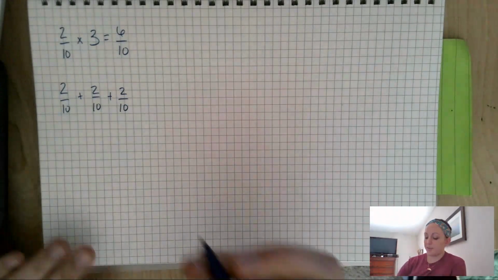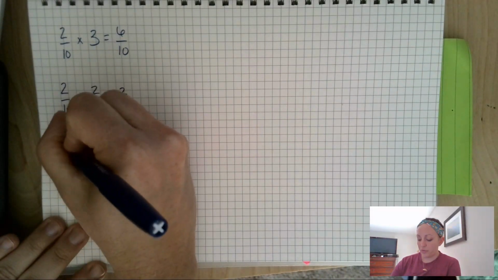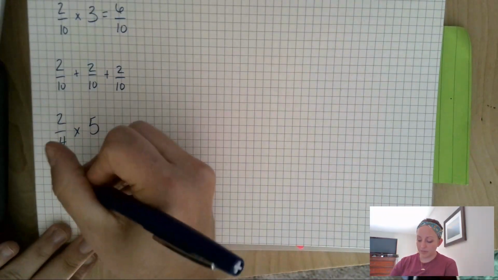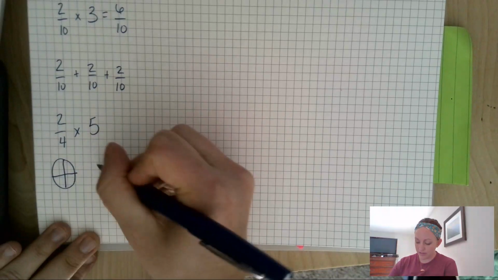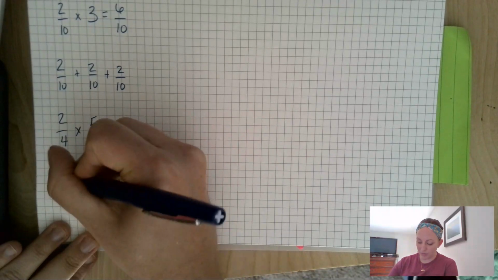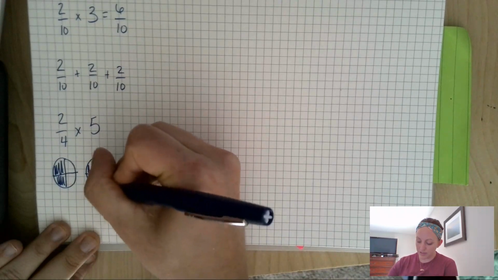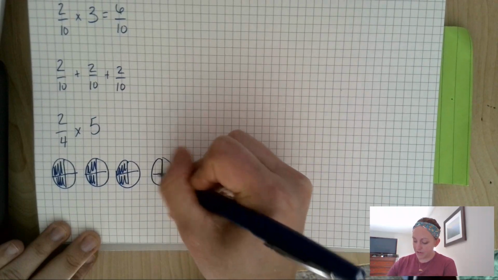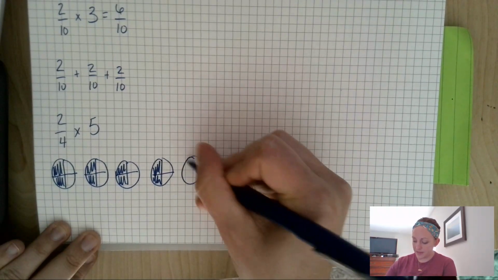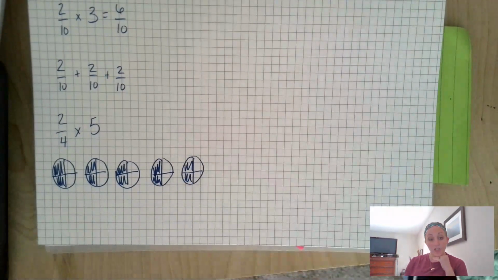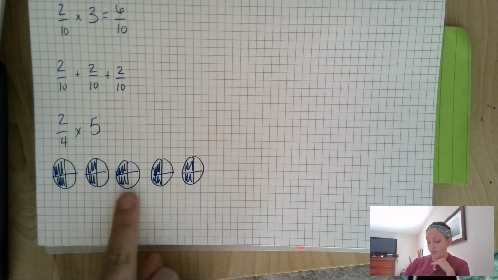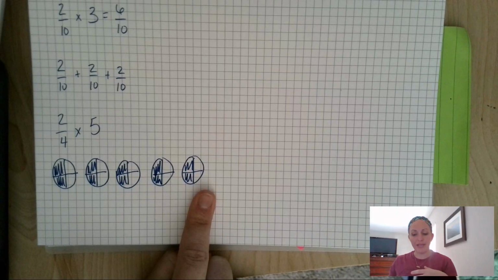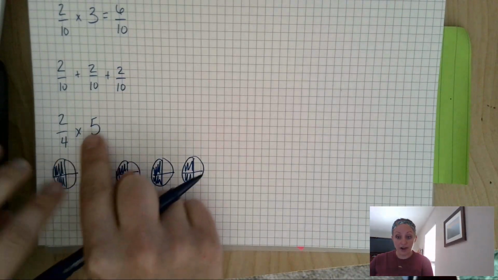Let's say I want to do 2/4 times 5. I'm going to draw 2/4 5 times. So I have 2/4, there's another set, another set, there's another one. Now I have 2/4 drawn 5 times. That's what multiplication means. That's why we even say the word times, because it means I have 2/4 5 times.